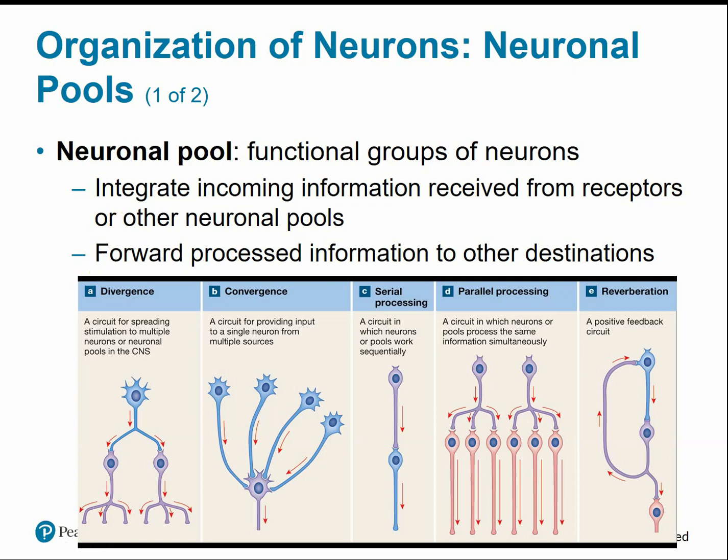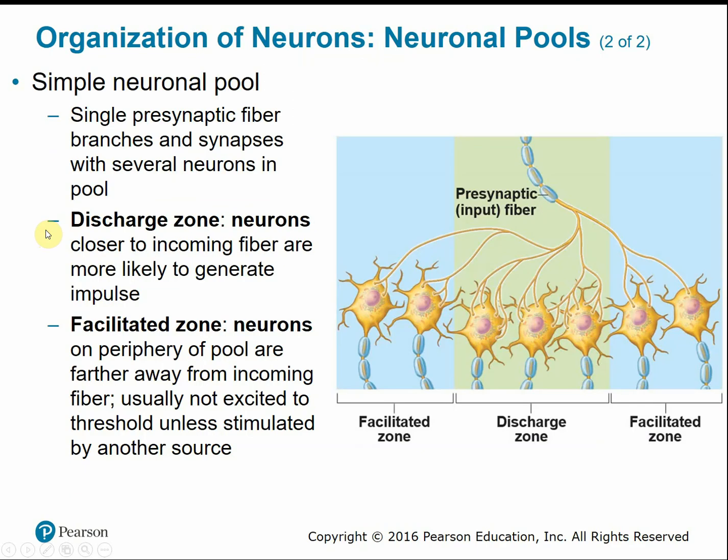We'll look at these different patterns of neuronal pools, things like divergent, convergent, serial, parallel, or reverberating. A very simple neuronal pool would be where you have a single presynaptic fiber. So you have one neuron that's delivering the message, but then it's going to branch out to several other neurons in the pool and deliver that same message to multiple neurons at once.